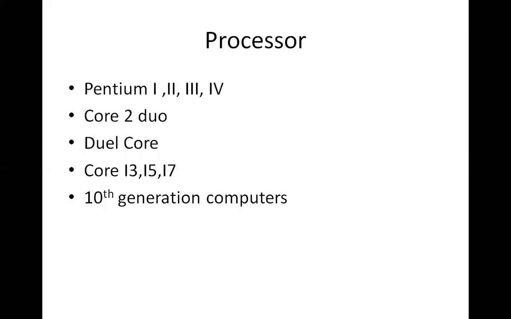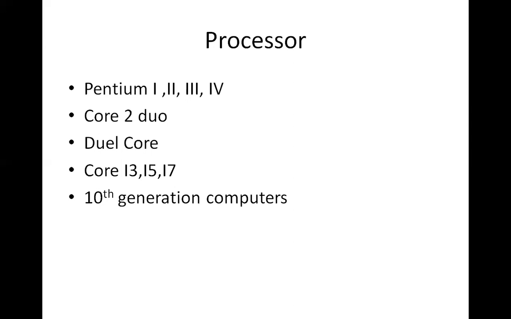Maybe you know Pentium 1, 2, 3, 4, Core 2 Duo, dual core. Maybe these are all the processors we used before, and now Core i3, i5 and i7 are still in use, but the latest is the 10th generation. These are the latest processors coming now. So the processors have changed from 2000 to 2020. A lot of changes have been done in processors.